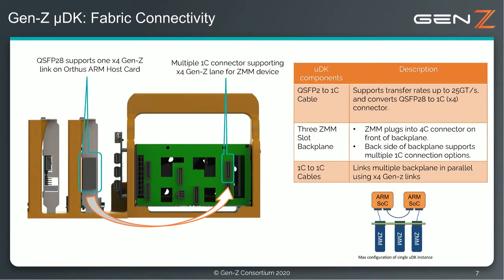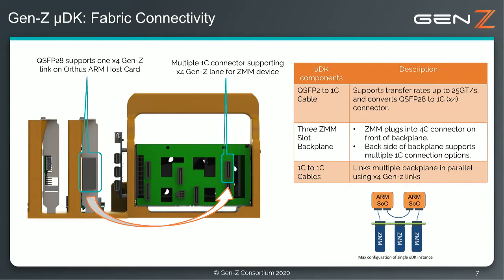One of the more complex topologies that Erich will discuss further is shown in the lower right-hand corner of this slide. Two of the Orthos ARM cards are connected with a QSFP to QSFP cable, as well as each being connected to a backplane 1C port with a QSFP to 1C cable. The ZMMs are daisy-chained by the backplane, allowing the three ZMMs to be shared between the ARM hosts. This configuration enables two fabric and resource managers to run independently on each ARM host, and applications can run on the ARM hosts, collaboratively accessing the Gen Z fabric attached ZMM memory.